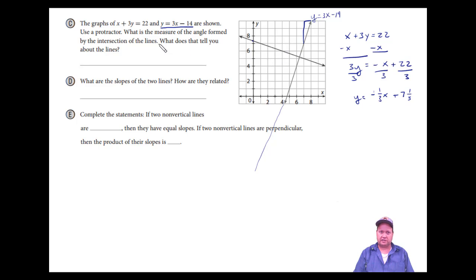Now, this question is asking you to get a protractor, and I don't know that you need to use a protractor, but this right here is a 90-degree angle. And that means that these two lines are perpendicular to each other. The lines are perpendicular. They intersect at 90 degrees. Take a look at their slopes.